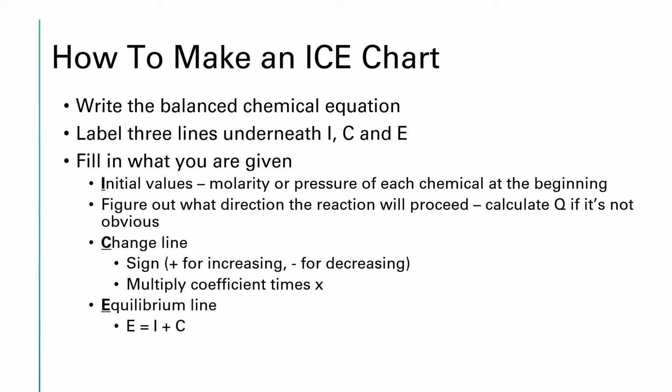Whatever side of the equation is increasing, you'll want to use the positive sign on the change line. Whatever side is decreasing, you want to use the negative sign. And then don't forget to multiply by the coefficient. For the equilibrium line, just make sure you take your initial line plus your change line.